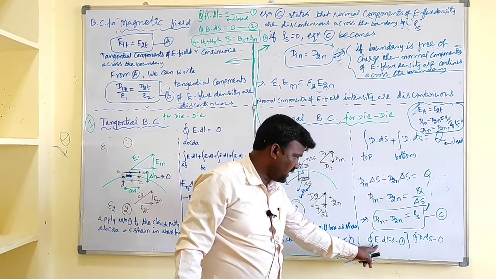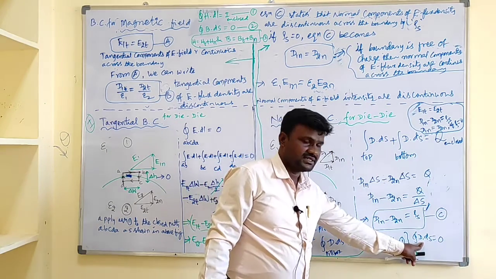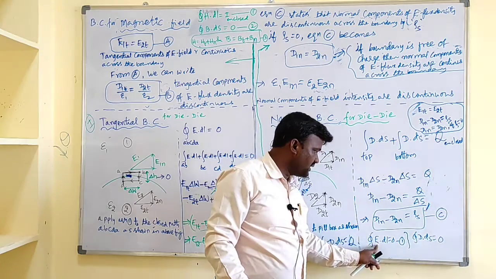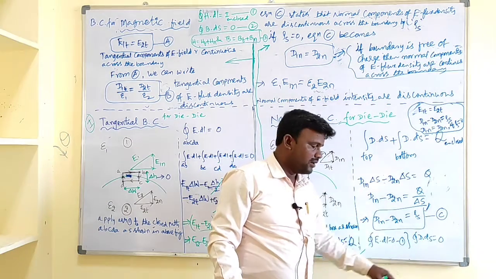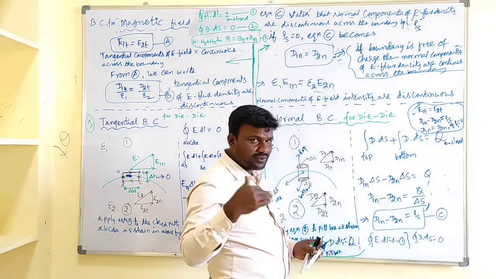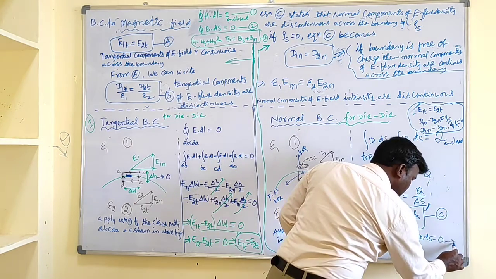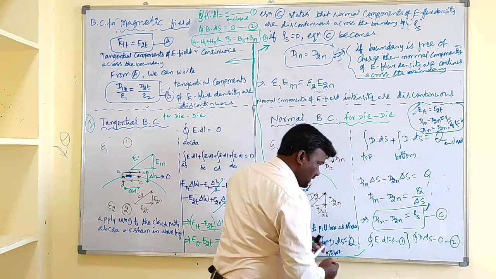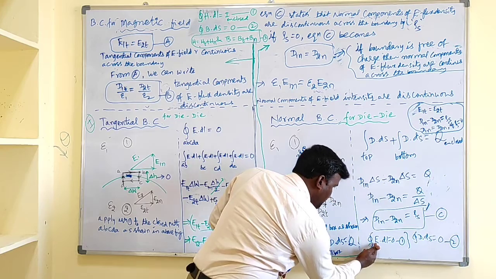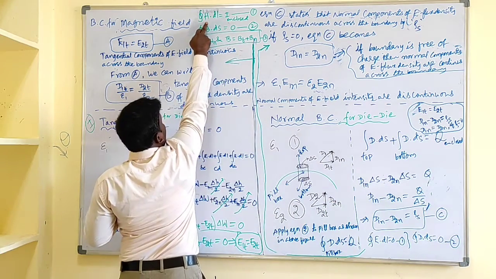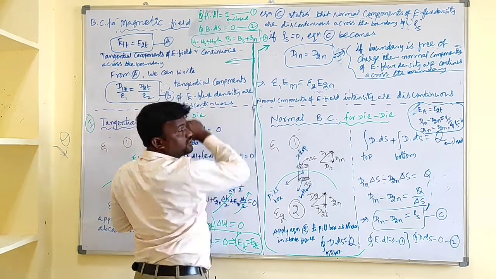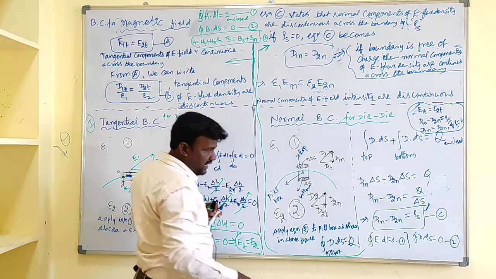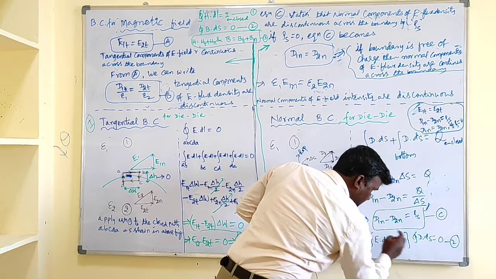Here E is the electric field intensity and D is the electric flux density. But in the case of the magnetic field, to derive the magnetic field boundary conditions, the electric field intensity is replaced by the magnetic field intensity. Integral H dot dl is equal to I enclosed, from Ampere's circuital law.